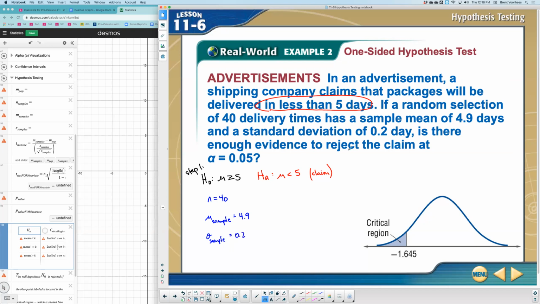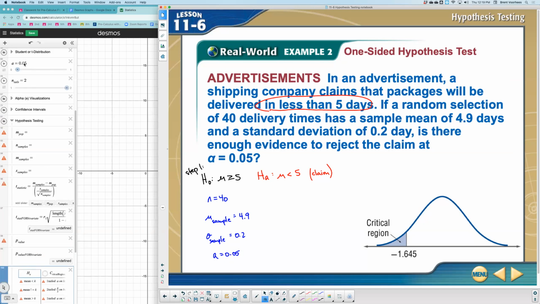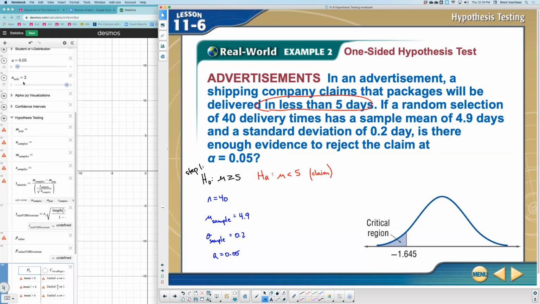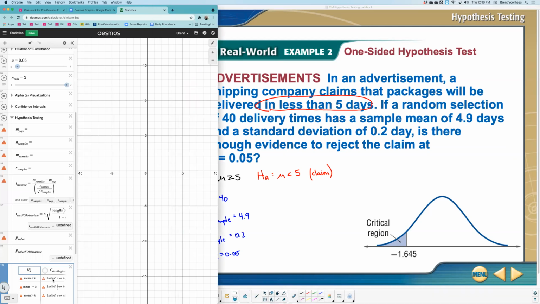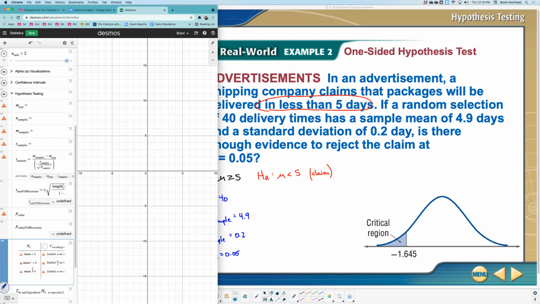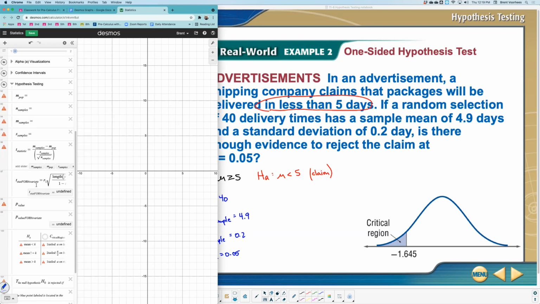Is there enough evidence to reject the claim at alpha being 0.05, which is the standard term? This is like a 95% confidence, if you will. So I'm going to come up here. I have my alpha at 0.05, but I'm not going to have two tails in this one, because when I look at this chart, the mean is less than, so it should be one-tailed, and we're going to be looking on the left side. I'm going to change this to one tail.